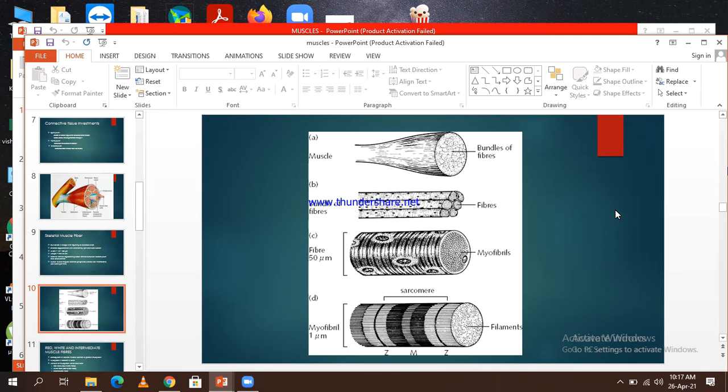You can see different lines, given as the Z line, M line, H zone, and sarcomere. That is the histology; we will be discussing the histology, but you must remember the different names. The bundles of fibers are the fasciculi. They are composed of muscle fibers. Each muscle fiber has myofibrils, and each myofibril is made up of myofilaments.